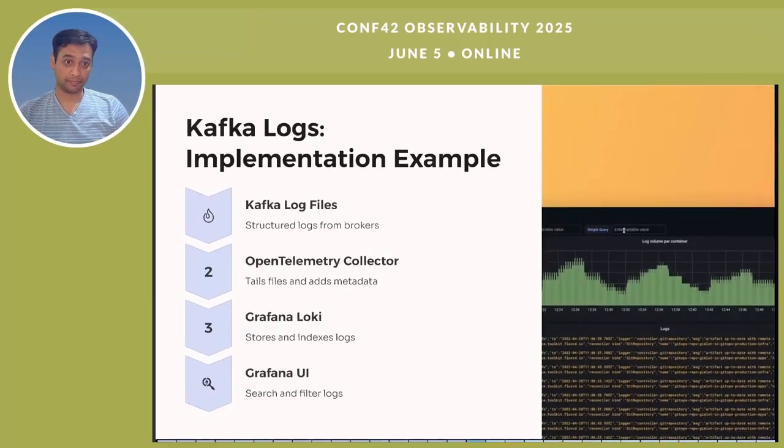So check those out. A simple implementation would be Kafka log files, structured logs, JSON if you can, something like an OpenTelemetry collector or a Filebeat, Filebeat is probably the right one. Grafana Loki, I love Grafana, as I said. As a company, they introduced another product called Grafana Loki. This is more like a Grafana, but not for metrics, but for logs, right? Excellent product. Check that out if you want. And then Grafana UI, of course, to search and filter through those logs.